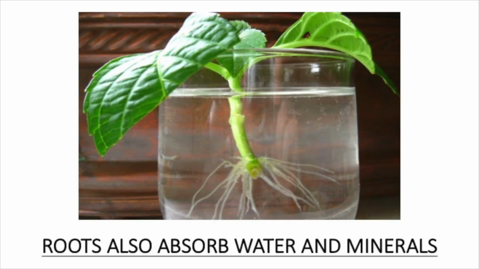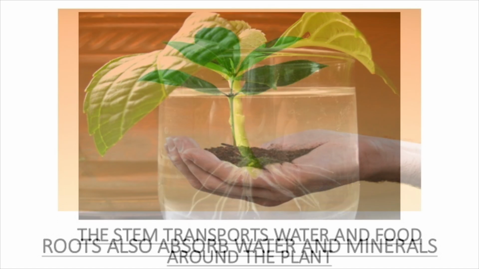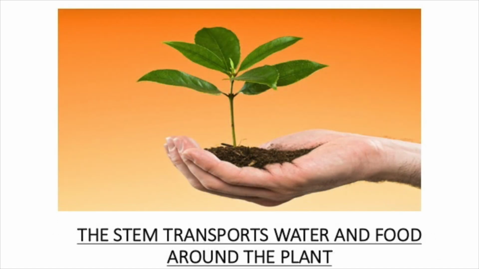Roots also absorb water and minerals. Yes, if you think of roots as like the thing that can drink for the plant, they take in the water and they transport it around the plant. The stem, which is the long stick here, the middle of the plant, transports water and food around the plant. Yes, you can think of the stem as like the skeleton of the plant because it's what moves to all the different parts.